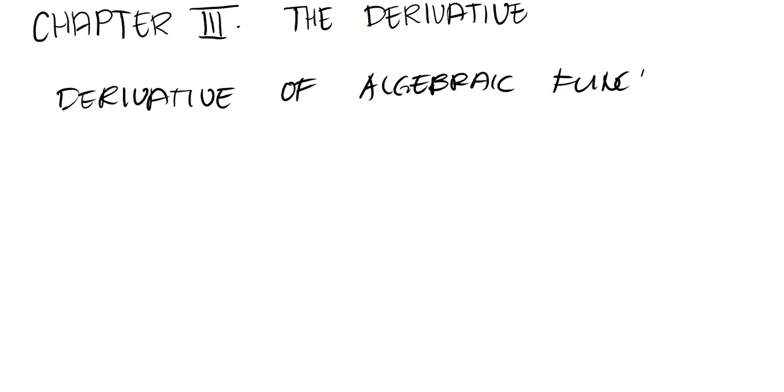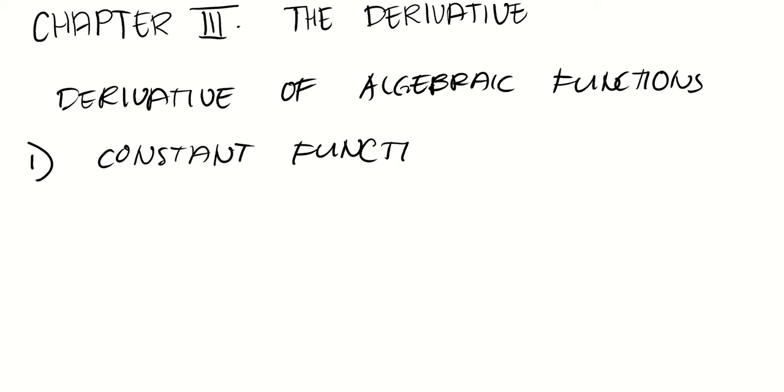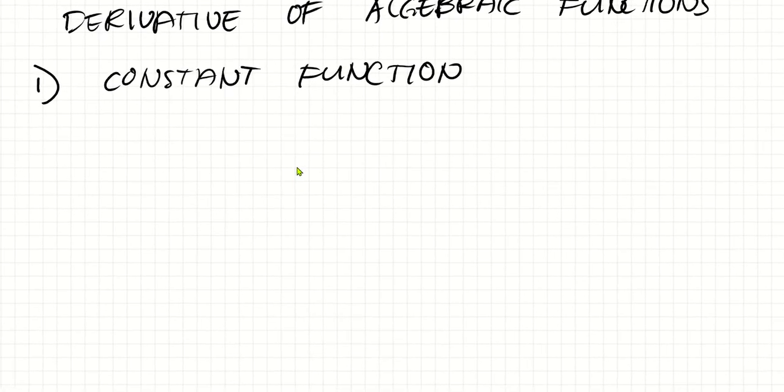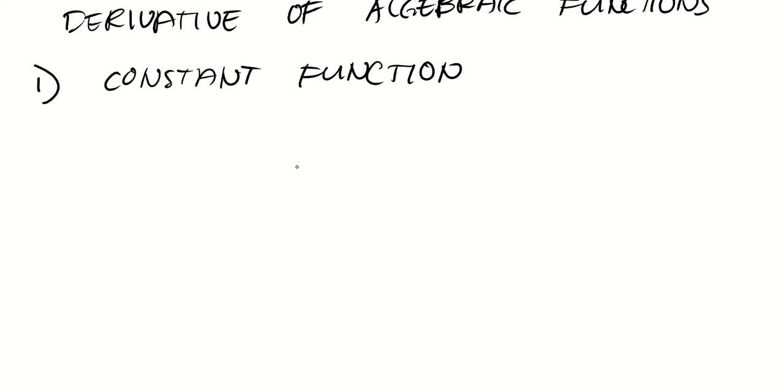So the first type of algebraic function that we will take the derivative of is the constant function. So what's the derivative of a constant function? When we say constant function, the graph of the function should be a straight line, just like this one. So this can be considered as a constant function.